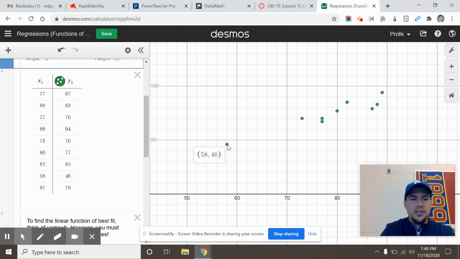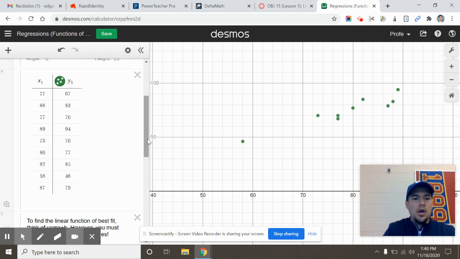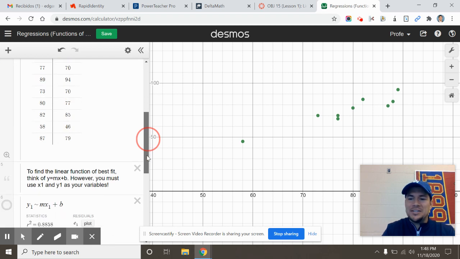All right, for example, there's 58, 46, that student that made a 58 on homework and a 46 on the test. Okay, so all my data right here, and it appears that the data is rising. Maybe the higher I do on my homework, the higher score I get on the test, right? But we're gonna find which line best fits this.